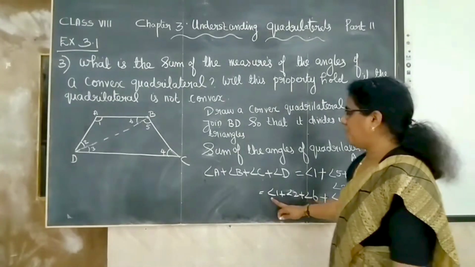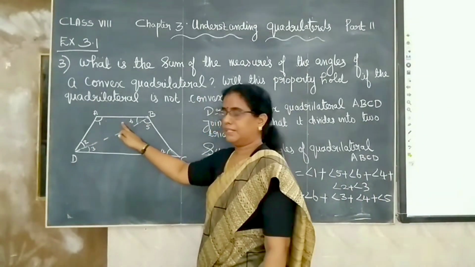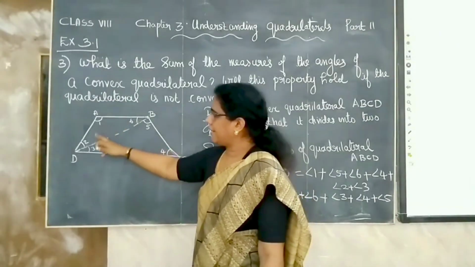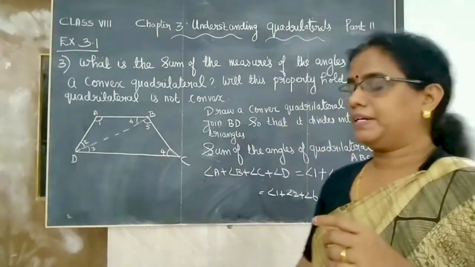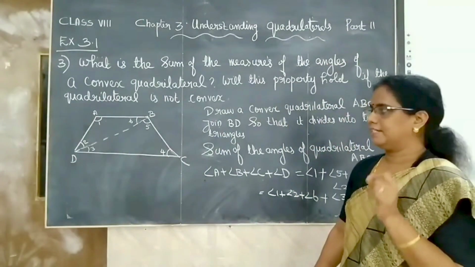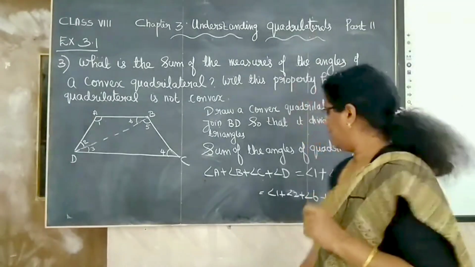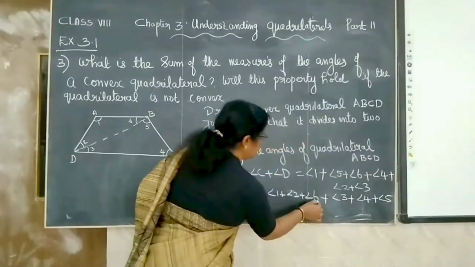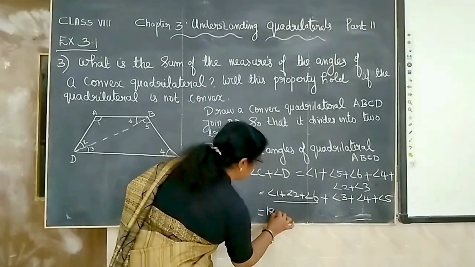And here, angle 1 plus angle 2 plus angle 6 is the sum of the 3 angles of a triangle. By the angle sum property, the sum of the 3 angles of a triangle is 180. Therefore, this sum we can write as 180.